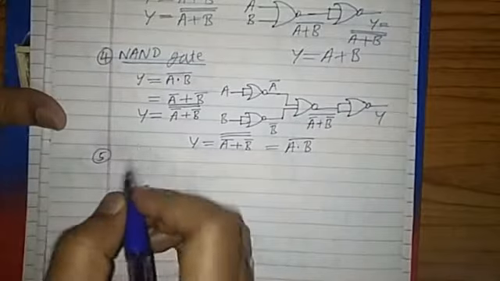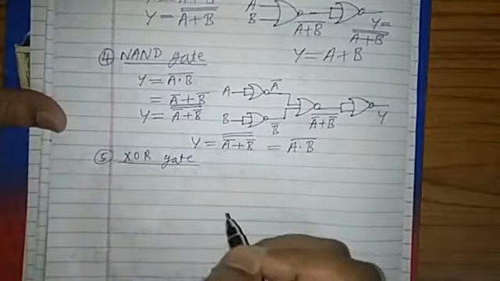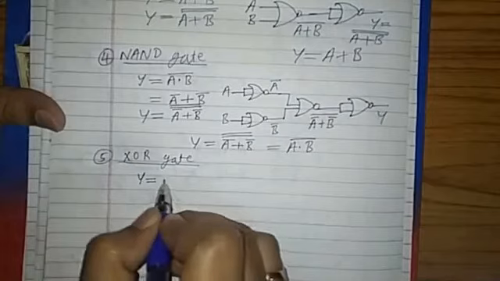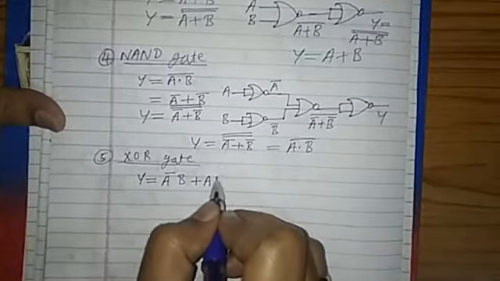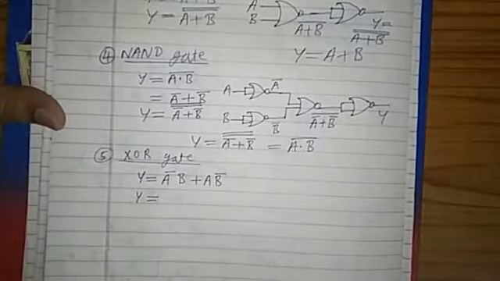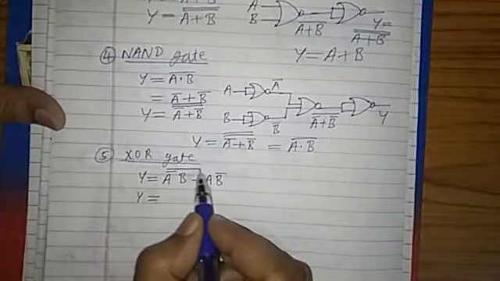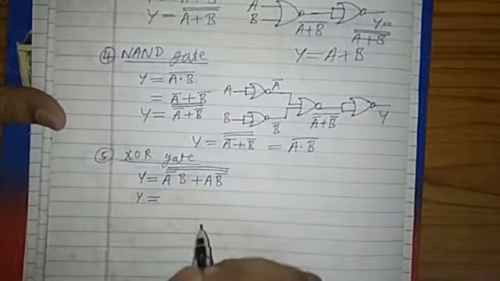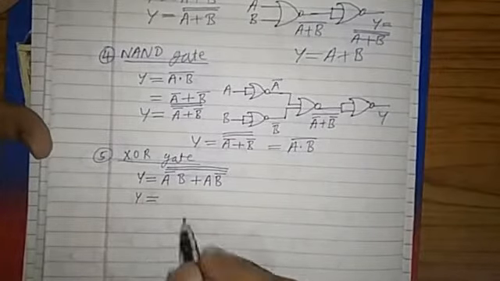Now let us see the XOR gate. XOR gate can be implemented. First let us write the expression Y equal to A bar B plus A B bar. This is the XOR gate. Let us put the 2 times complement in front of that expression, above the expression. Therefore this complement of sum is equal to product of complement.